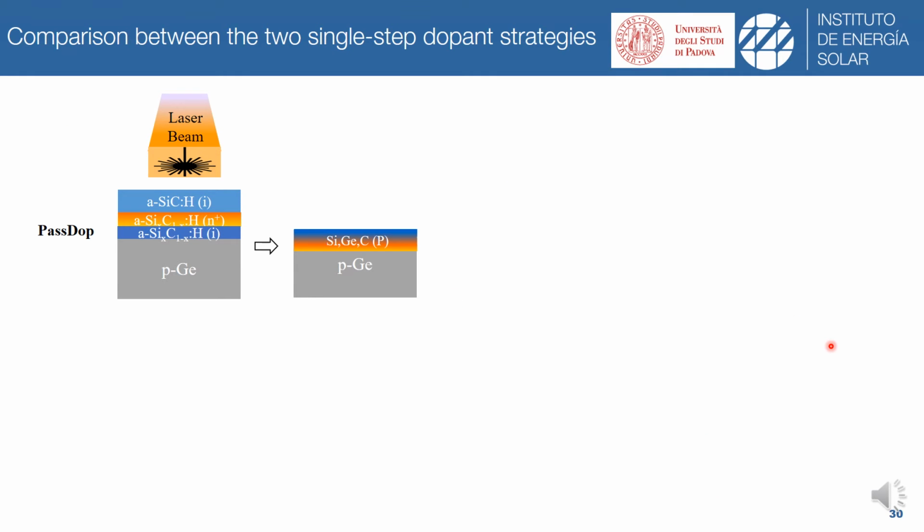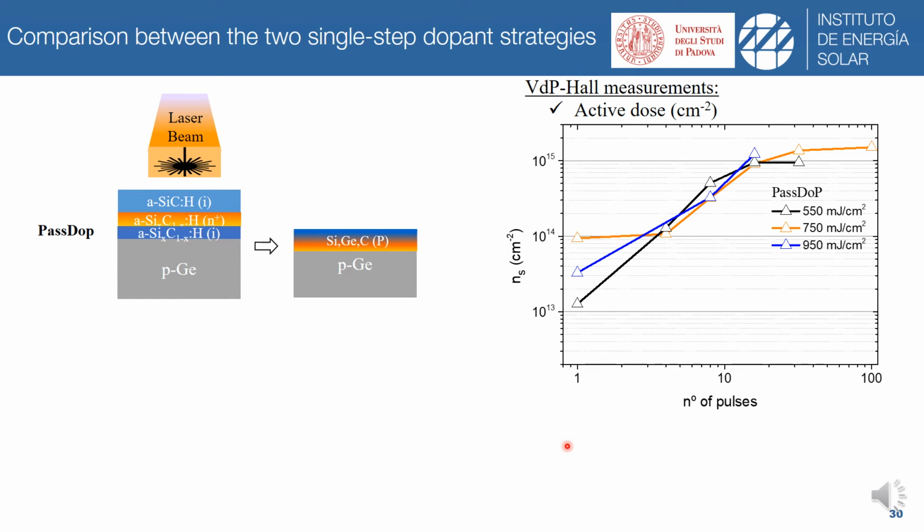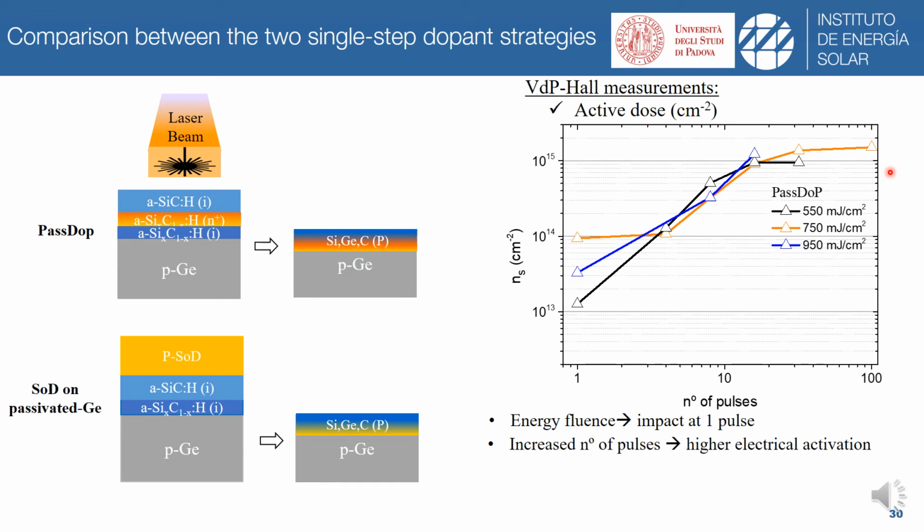So, if we analyze now the electrical activation for this doping strategy, you can see here where the active dose is represented as a function of the number of pulses and the energy fluence, that the major influence of the energy fluence is at the lowest number of pulses, and it has a rather low impact as the number of pulses is increased, which means that in order to enhance the electrical activation, we need to use a high number of pulses.